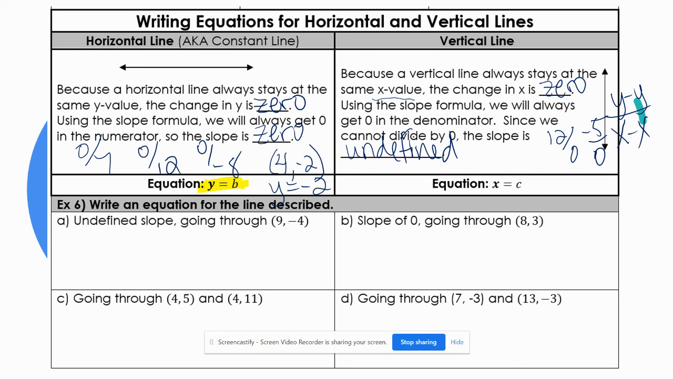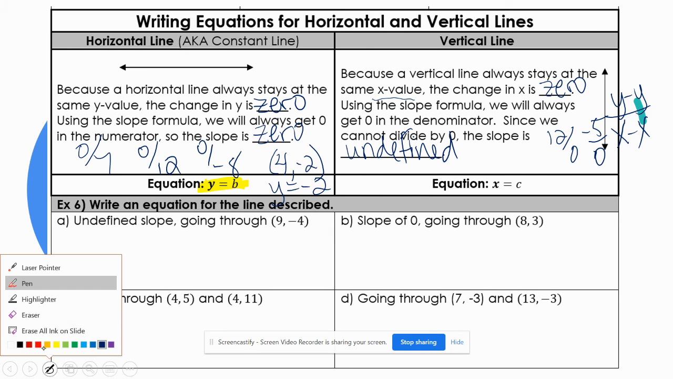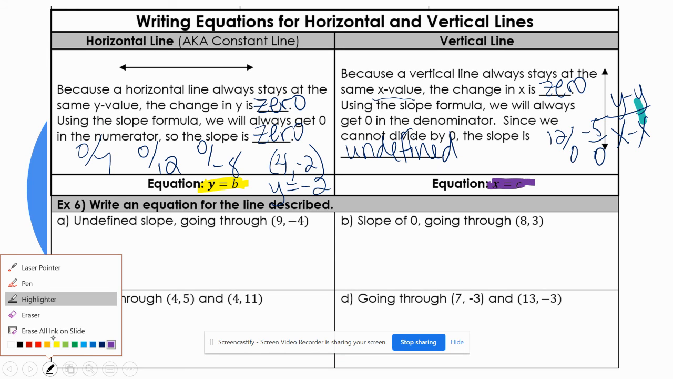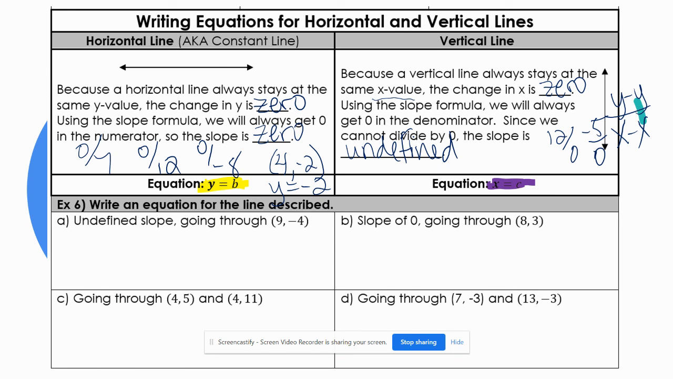The equation is x is equal to, they have c here, but basically what that means is, let's say that we have, I'm going to change my pen color. Let's say that we have an ordered pair of -3, 4, and we know it's undefined slope. Our equation then would be x is equal to -3 because -3 is the x value in our ordered pair.